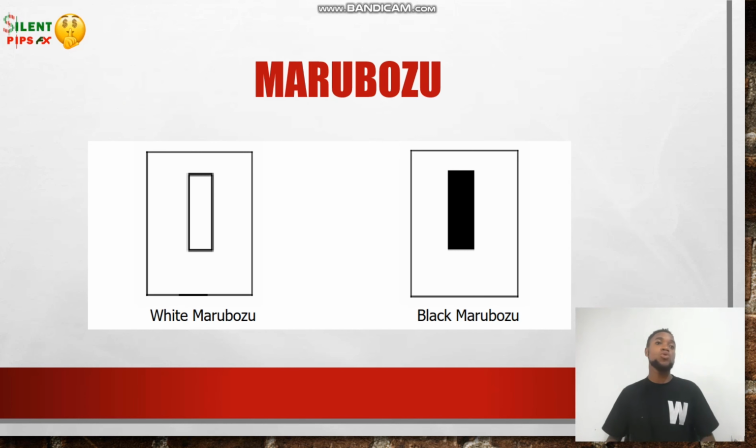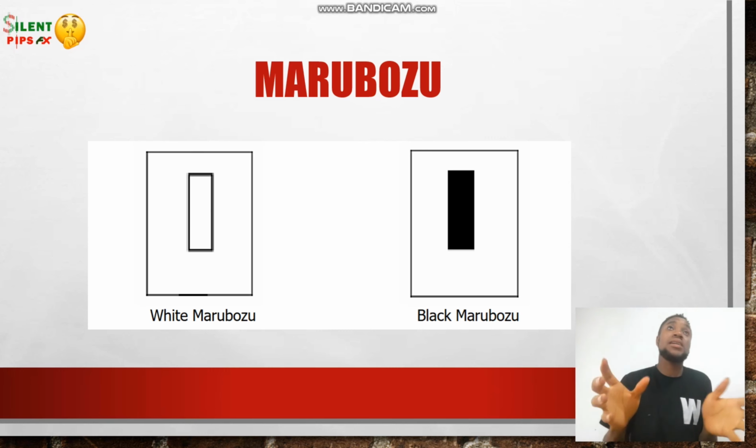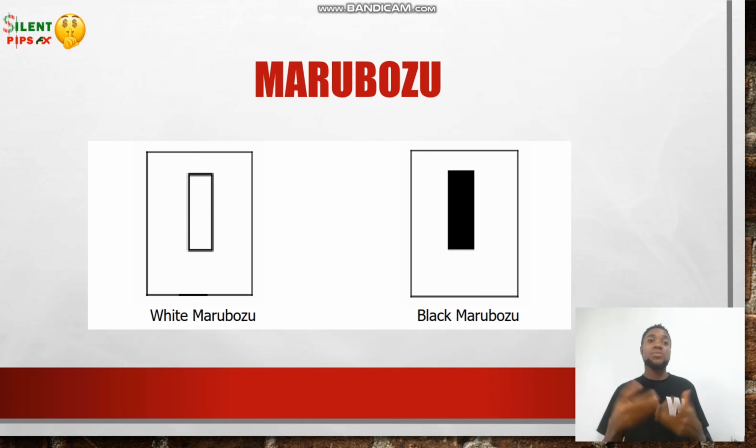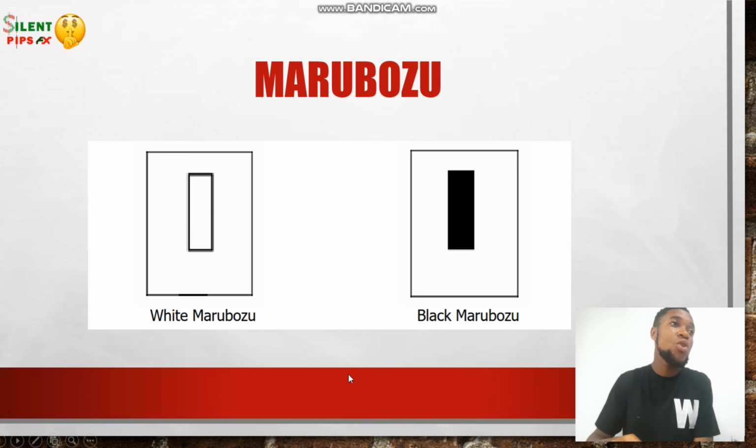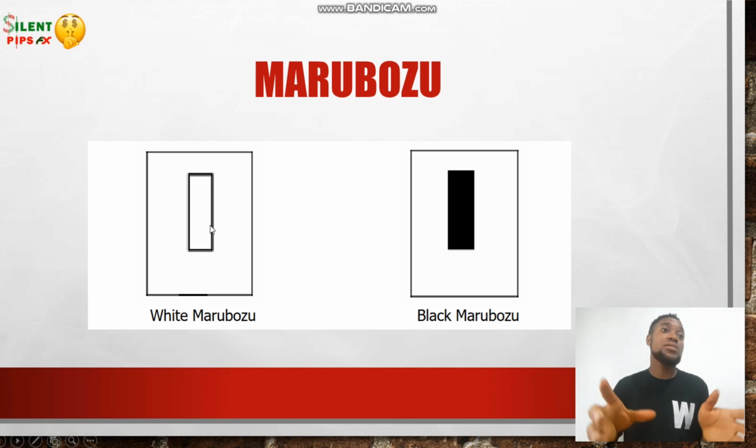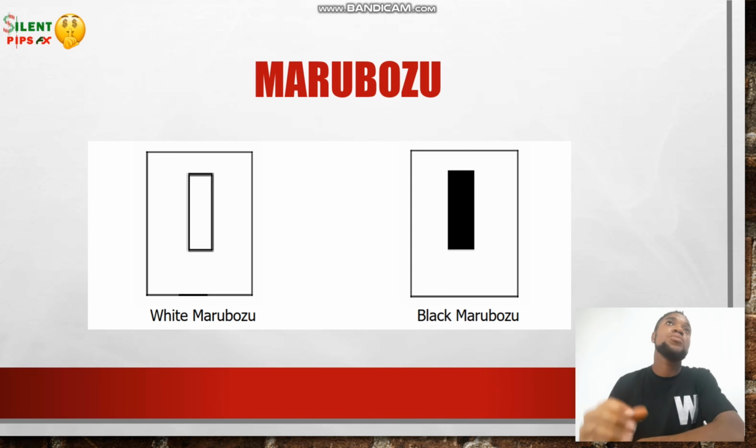Let's look at the Marubozu. Now these are long candlesticks, but the difference in the Marubozu is that they have little or no shadow. If you look at the white Marubozu as such, it has little or no shadows, and it tells us that there is momentum. There's a lot of momentum in the market. Most of the time, breakouts are always accompanied by Marubozus.